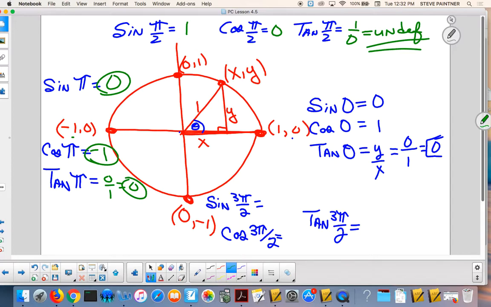Oh, it's -1. You're right. But that's still 0, right? Yeah. Okay. All right. Sine of 3 pi over 2. -1. Cosine. 0. Tangent. Undefined, because it's really this, right? Okay, there you go. Good.